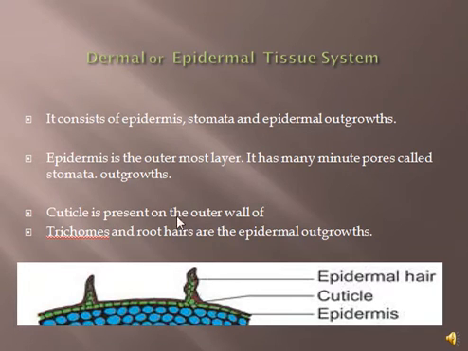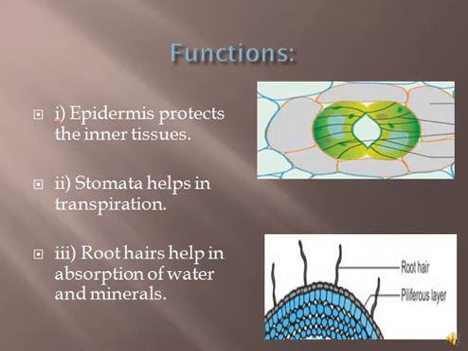Cuticle is present on the outer wall of epidermis. Cuticle prevents transpiration. Trichomes and root hairs are the epidermal outgrowths. Root hairs arise from root. Trichomes arise from stem. Trichomes are called stem hairs or epidermal hairs. We know the components of epidermis. Now let us see the functions of epidermis.